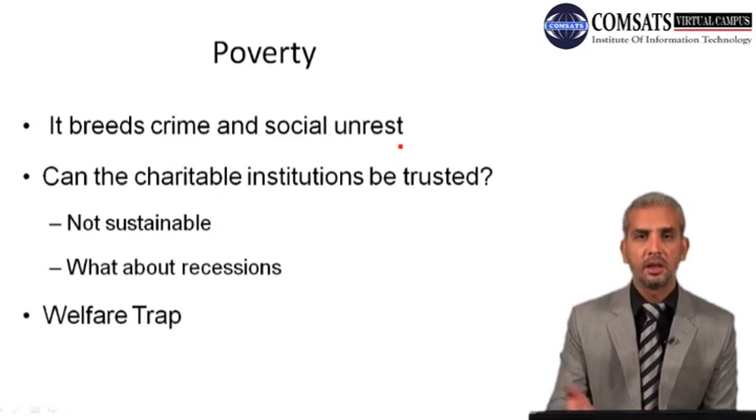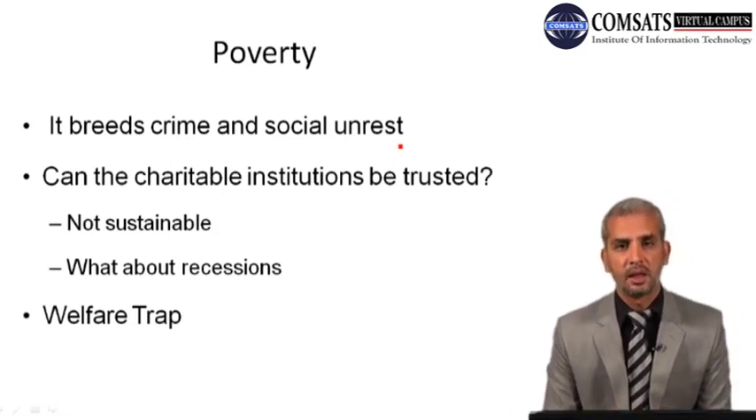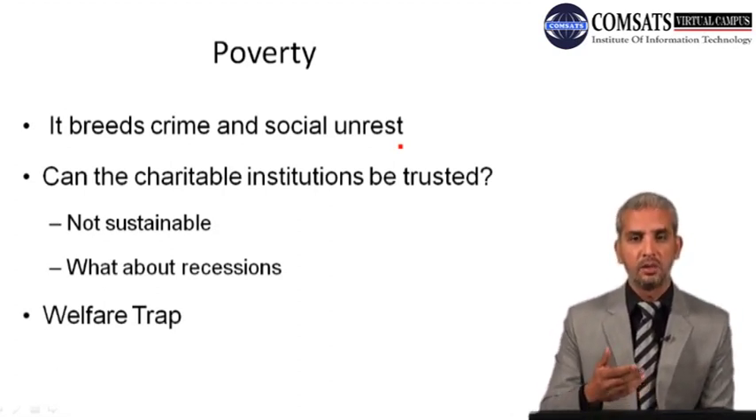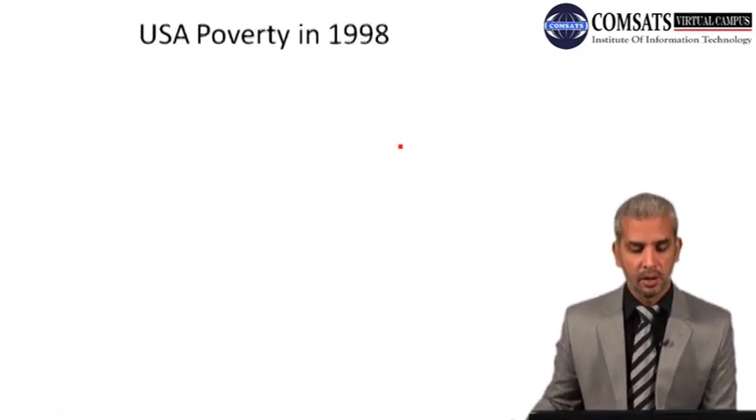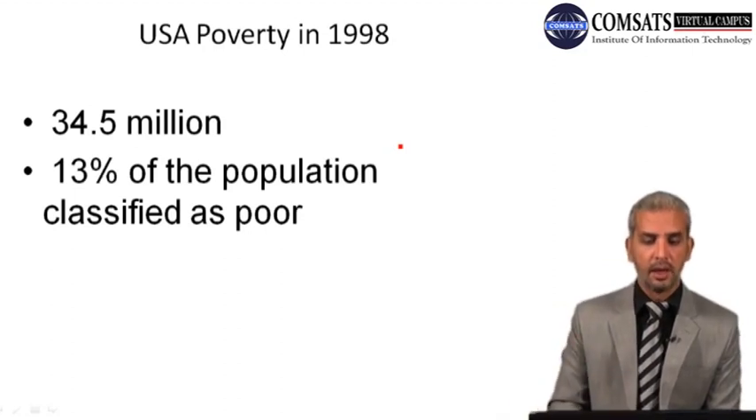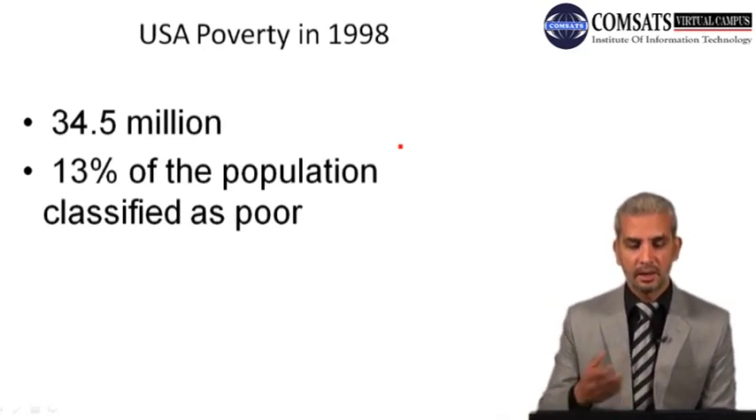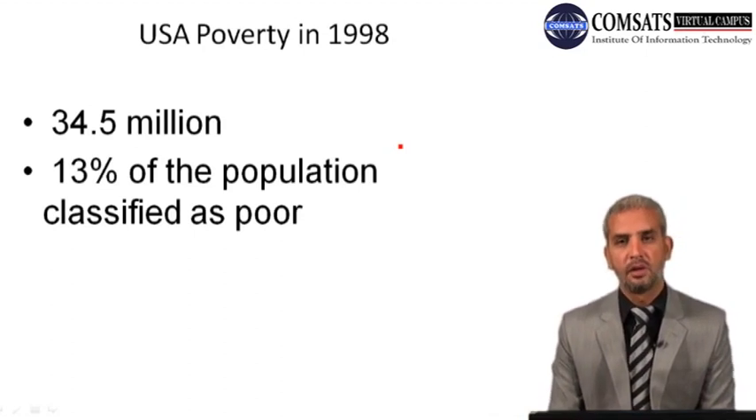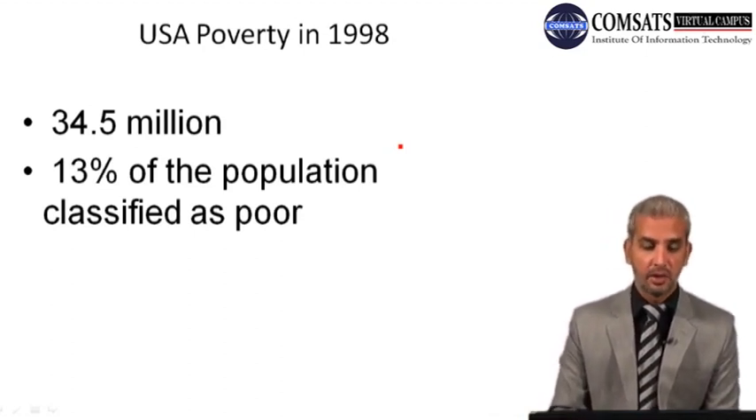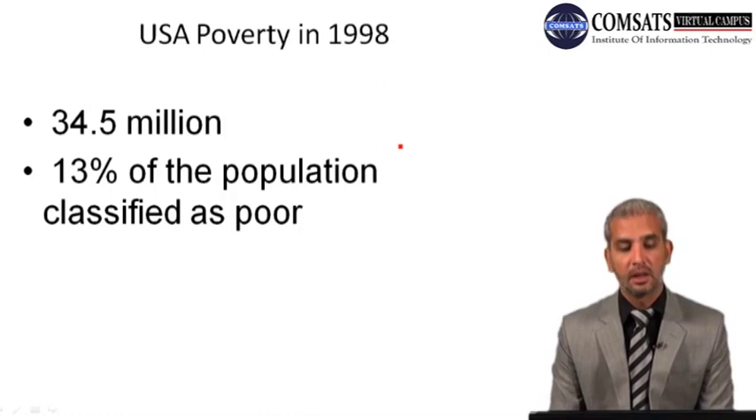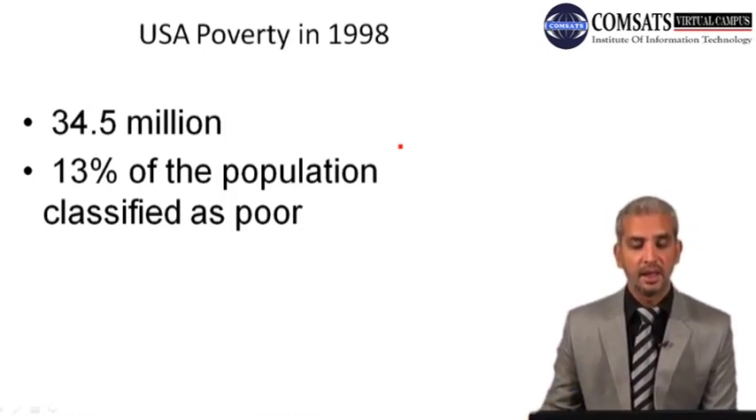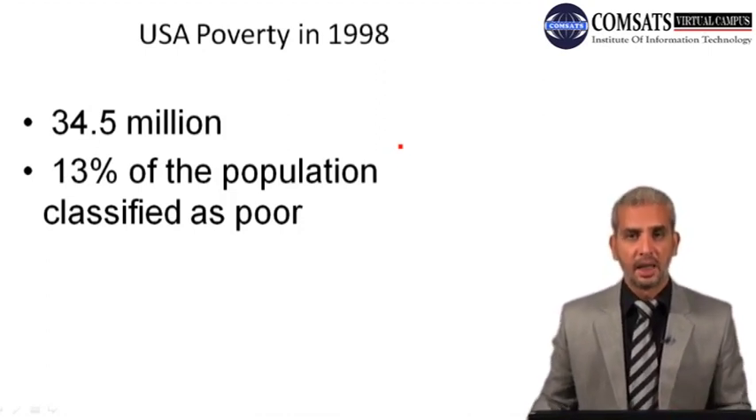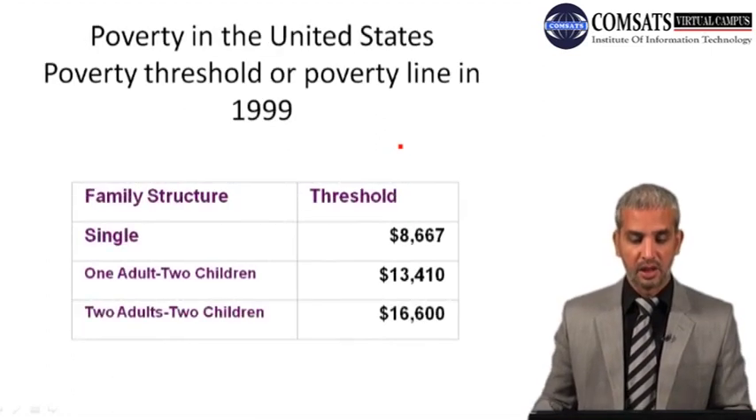They do not become dependent on that sort of mechanism, and they continue to make the effort, which we will discuss. We do not need to go into detail right now. Here are certain statistics of the USA in terms of poverty in 1998. You can see that 34.5 million people, or 13% of the total population in 1998 in the USA, were classified as poor. That is a very big number, and it has its implications also.